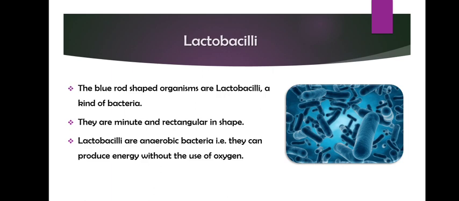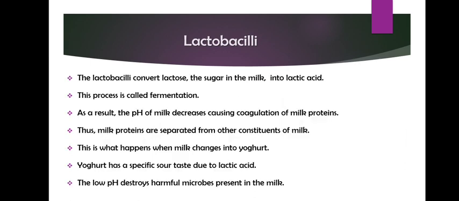Now these are rod shaped organisms. They are a kind of bacteria, correct? They are very minute and rectangular in shape. These are anaerobic bacteria. Anaerobic bacteria means they can produce energy without the use of oxygen. Means for living they do not require oxygen. Followed, students? Now, this lactobacilli converts the sugar lactose in the milk.